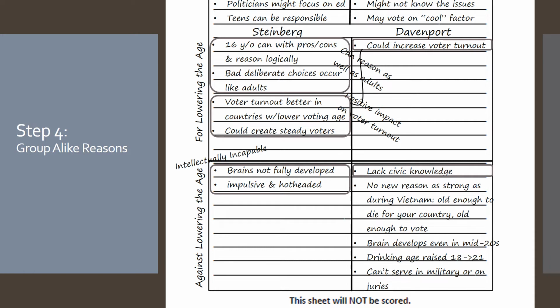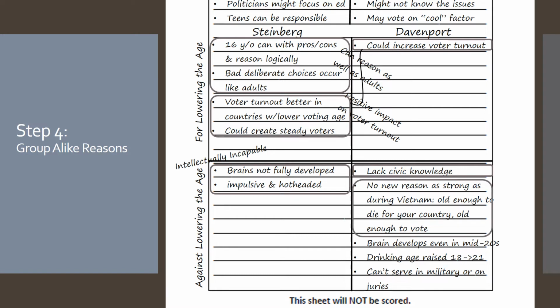On the other side, lack civic knowledge didn't really have anything that can be grouped with it. But if you noticed when you read the article, I already phrased this one in my own words. The article specifically said that they don't know how to amend the Constitution, and they don't know who their senators are and things like that. So I already summed that up by saying they lack civic knowledge. So I don't need to restate that one.